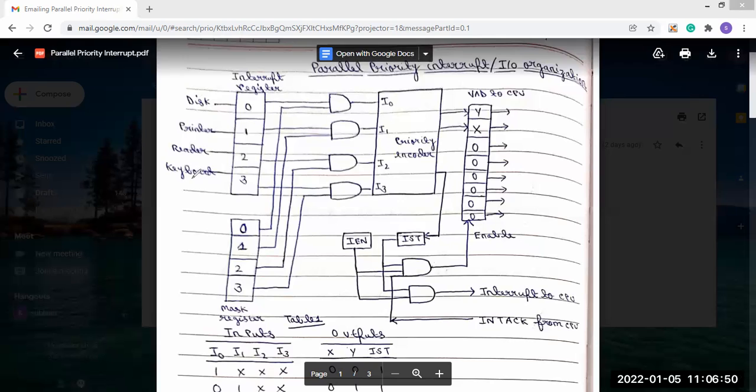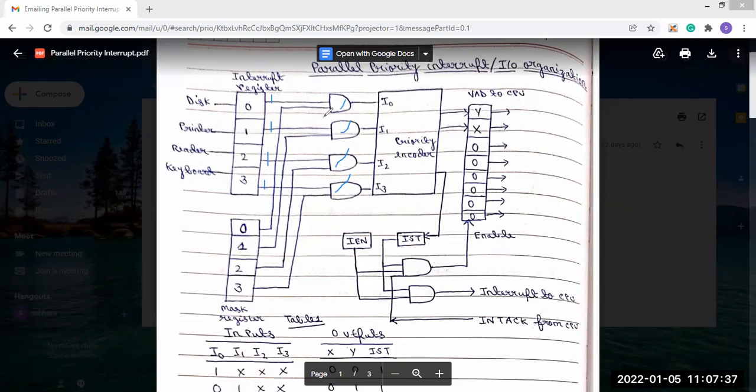Let's say among disk, printer, reader, and keyboard, the disk generated the interrupt. Any device which generates the interrupt will make its interrupt register value one, so here it will be one. Initially the interrupt register value will be one, so this one will go as an input of this AND gate, and likewise for each of the other AND gates.